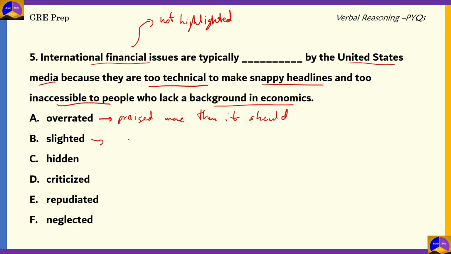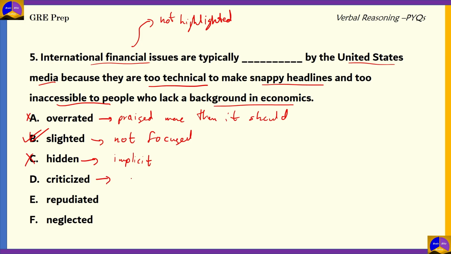Next we have slighted. Now slighted can mean offended or disrespectful, but it also means something that is not focused, which in this case can be applied to the question, because international financial issues are not highlighted, they're not focused enough. So therefore option B, slighted, turns out to be correct. Next, option C is hidden, which of course means implicit or not seen. Now while this could be correct, the fact that you cannot hide a news story in another news story means that this is actually considered less correct than slighted. So option C is incorrect.